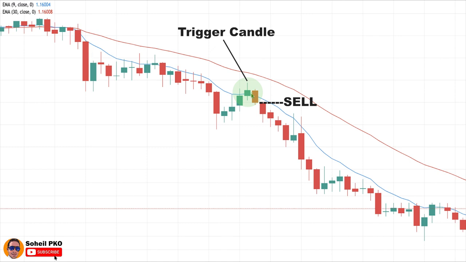The stop loss for this trade can be placed above the trigger candle high, or the high of the breaking candle, or any candle in between if it's higher than the trigger candle high, or you can set it above the 30 period EMA if you want to give it more room.